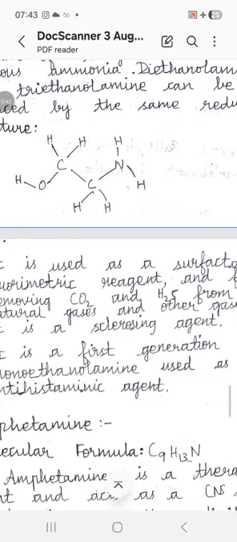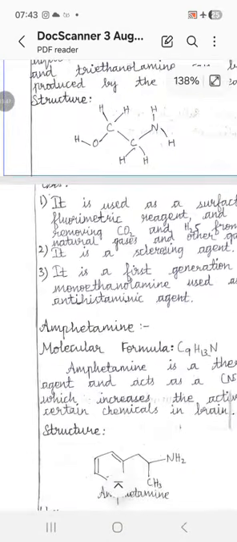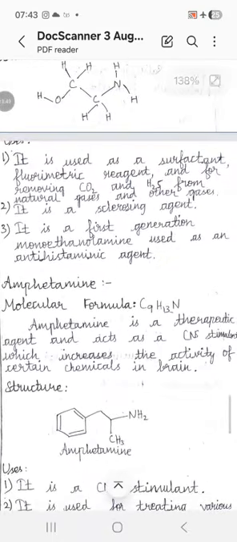CH2OH, CH2NH2. Then uses. It is used as a surfactant, a fluorimetric reagent, and for removing carbon dioxide and hydrogen sulfide from natural gases and other gases.